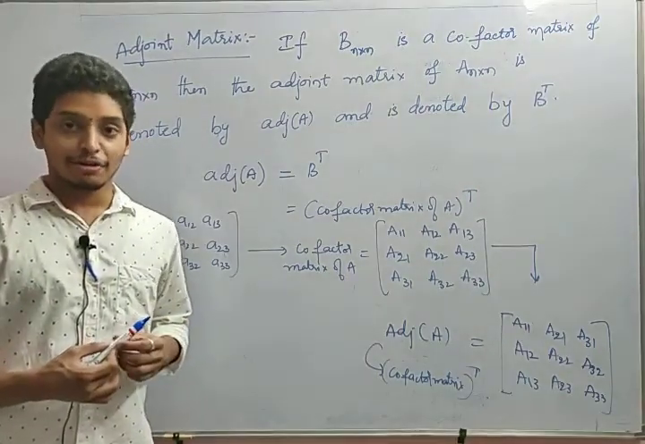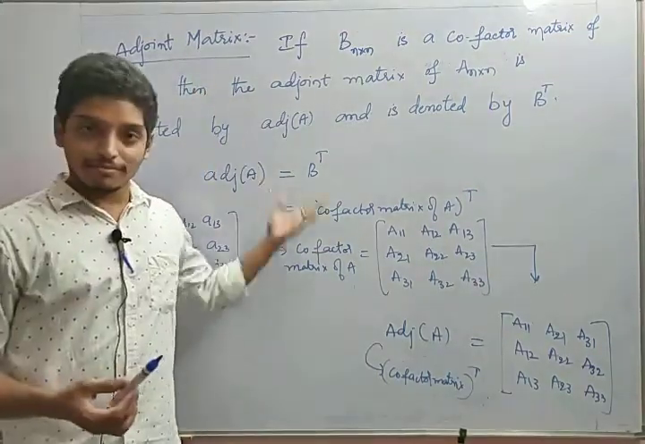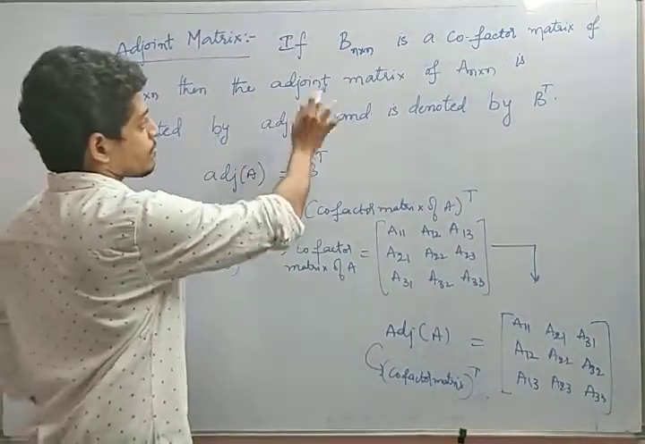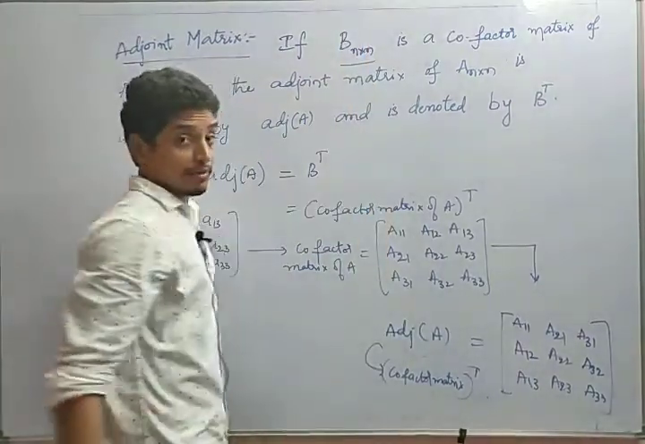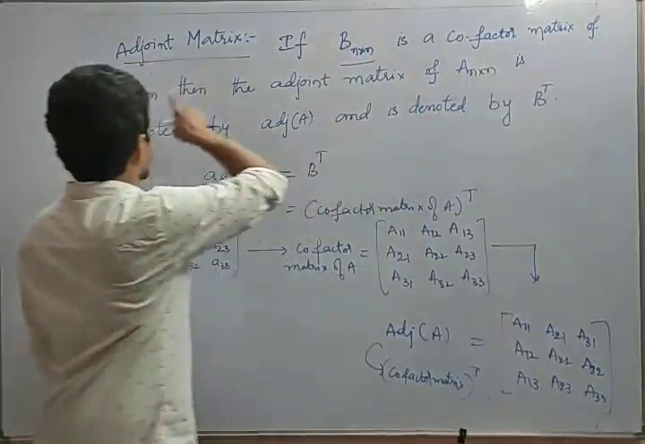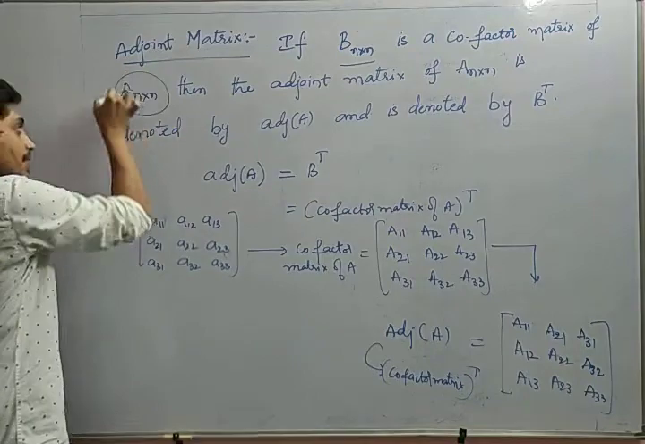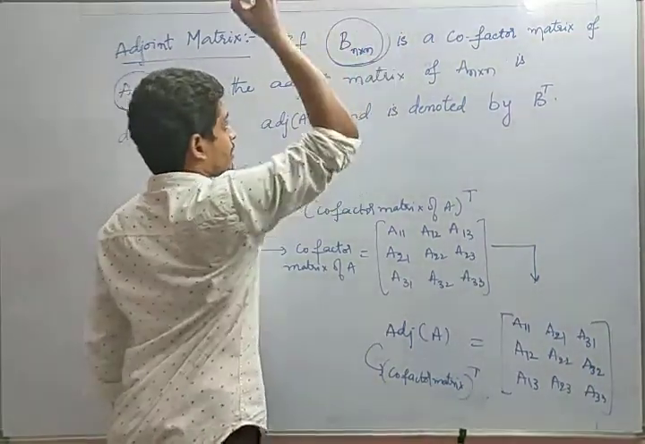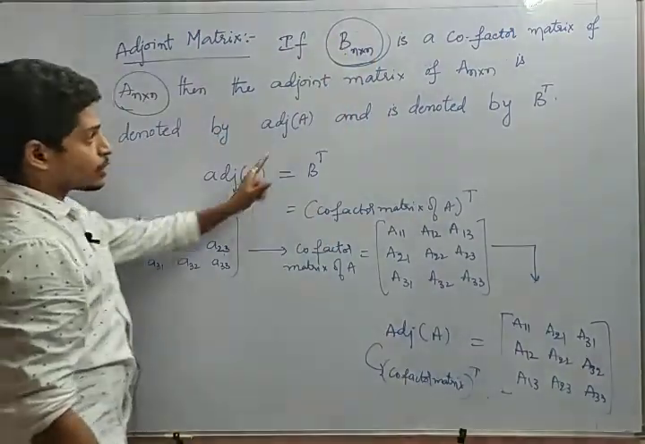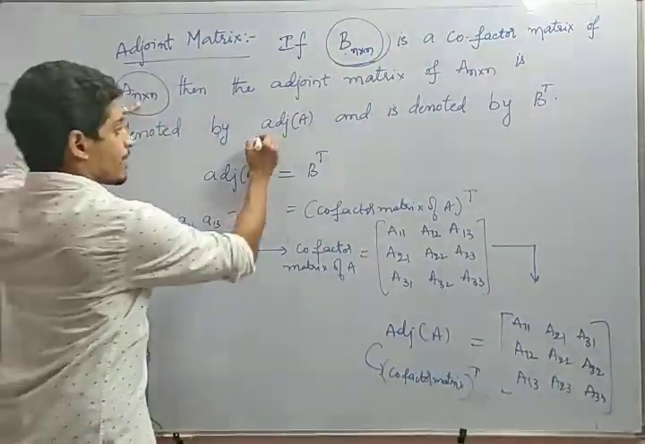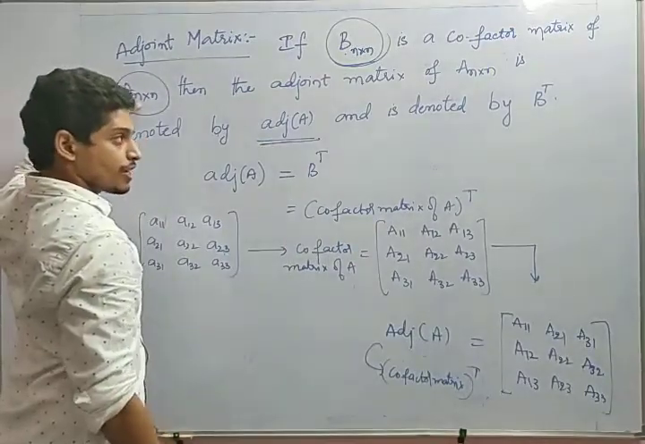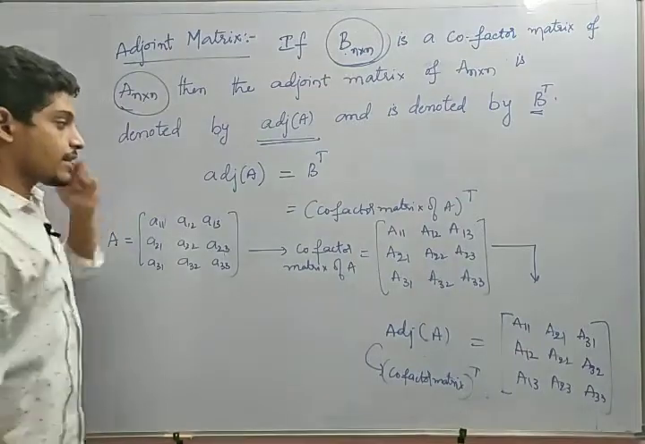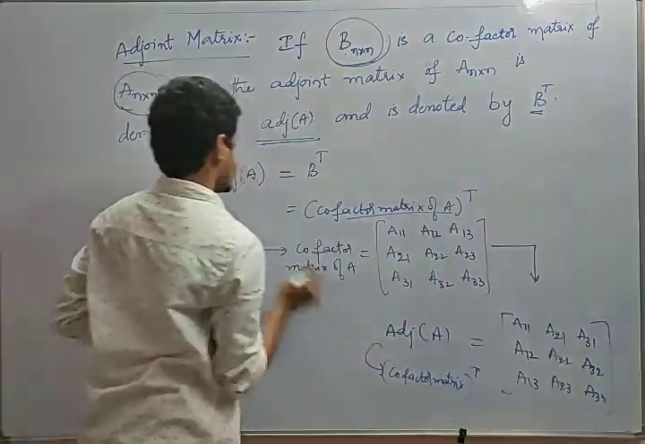Okay. Now friends, we are going to talk about the adjoint of the matrix. Fine. So what is adjoint? Suppose B is a matrix of order n by n, which is a square matrix, and is the cofactor matrix of A. Suppose A is a matrix that we are having, and we found the cofactor matrix, that is B. Then the adjoint matrix of A is denoted by adjoint A, ADJ of A, and is denoted by B transpose. In the sense, adjoint A is nothing but the transpose of the cofactor matrix of the particular matrix.